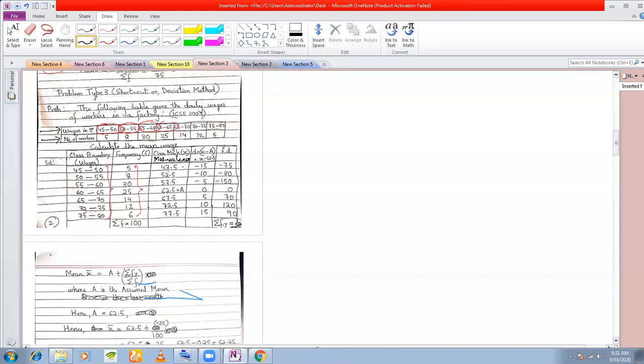So what should be the mid values here? Why is it 47.5? As I told you, mid values are calculated this way: 45 plus 50 divided by 2, so you're getting 47.5. This one is 50 plus 55 divided by 2, which you are getting as 52.5, and so on. For each and every row, you will have to find out your mid values separately. Okay, so I think I should stop here for today.